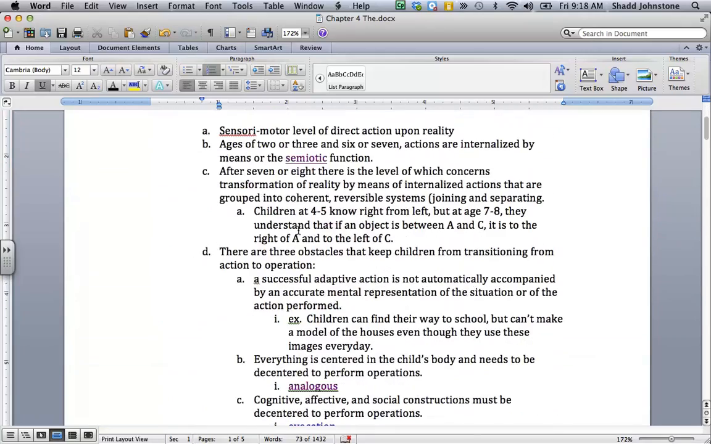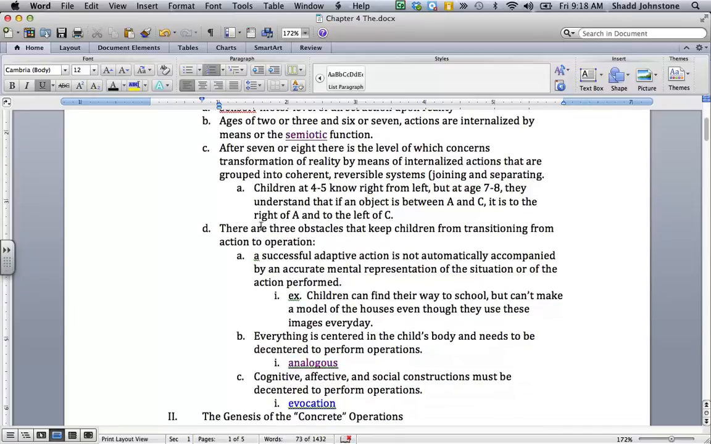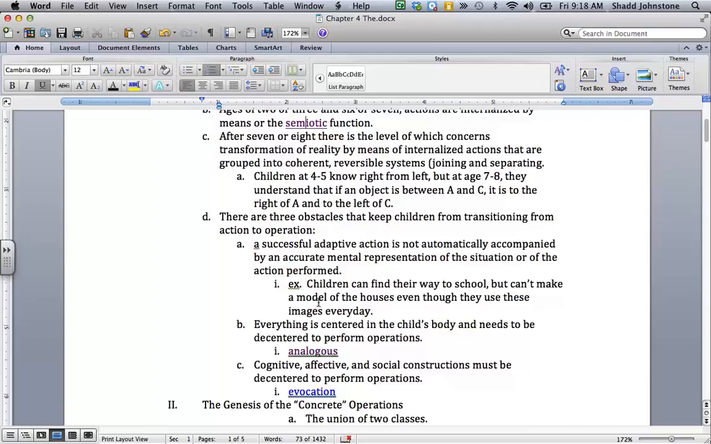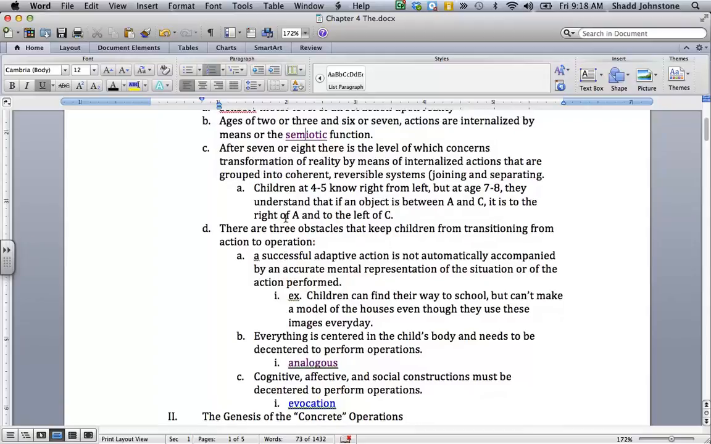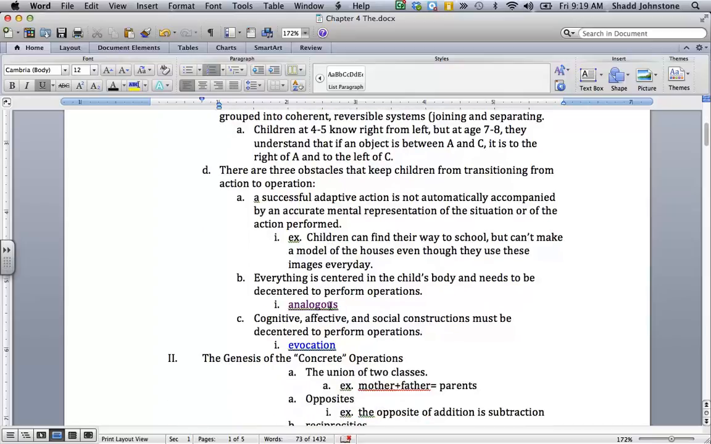The first few pages were the most important to me because they helped set the stage for my understanding. I didn't understand words like evocation, and that helped me understand this chapter a little bit better. There are obstacles that are keeping kids from transitioning from action to operation, and one of the examples was that children can find their way to school, but when they're asked to make a model of that, they struggle to do so. That is, they're still in the action stage and they're transferring to the more operational stage.